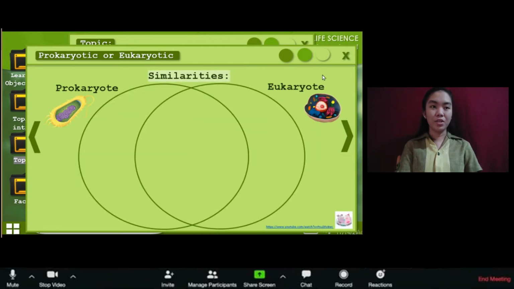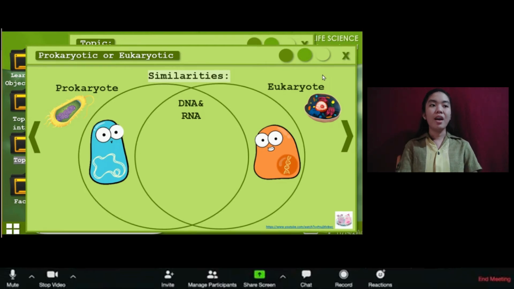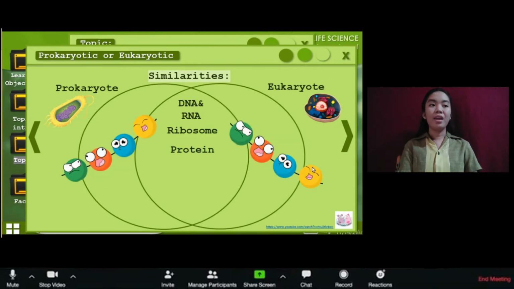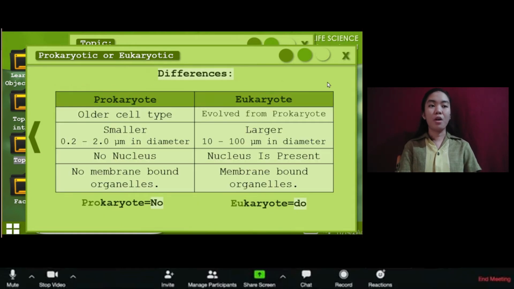Next is the similarities. Prokaryote and eukaryote both have DNA and RNA, which are critical for genetic information, ribosomes, which create protein, and cytoplasm, and they both have cell membranes. And for the differences, class, prokaryotes, as I said, are the older type, and eukaryotes evolved from prokaryotes. Prokaryotes are smaller, while eukaryotes are larger. Prokaryote rhymes with no. No. So, prokaryotes have no nucleus and no membrane-bound organelles. While eukaryote rhymes with do. So they do have a nucleus and they do have membrane-bound organelles.